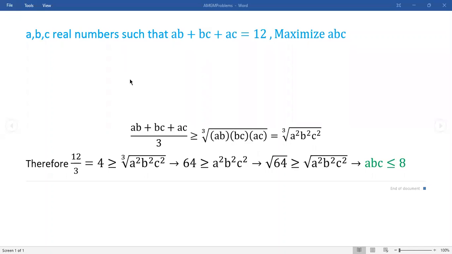I'm going to go through a fairly straightforward problem that I found on Math Exchange, posted back in 2015. We're given that A, B, and C are real numbers such that this constraint holds: AB plus BC plus AC is equal to 12. We're given that as an initial condition, and we're supposed to maximize the product ABC.